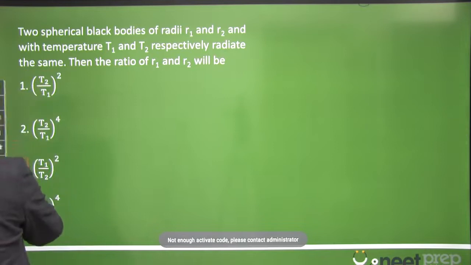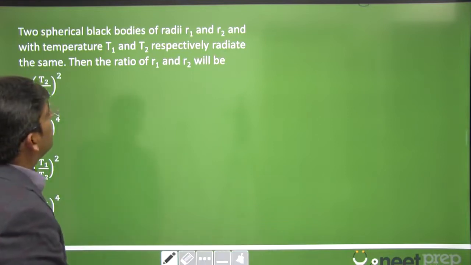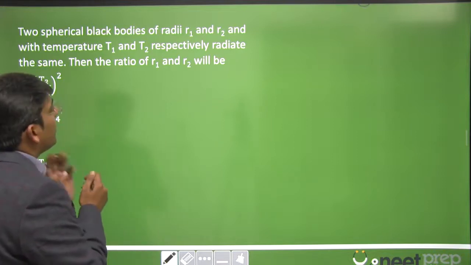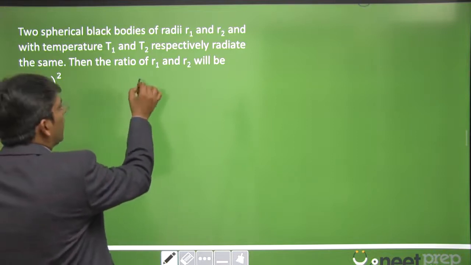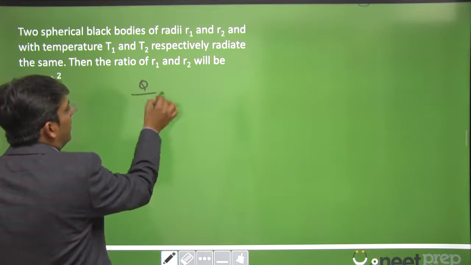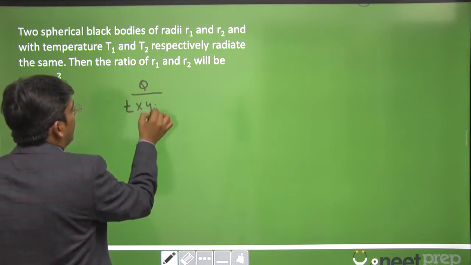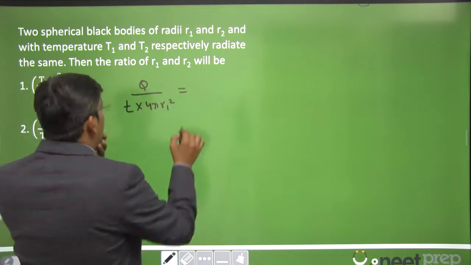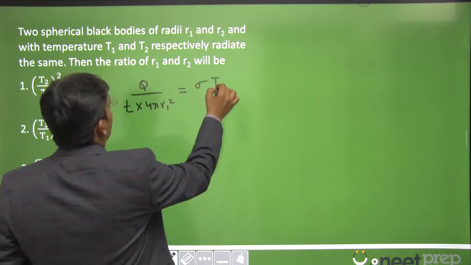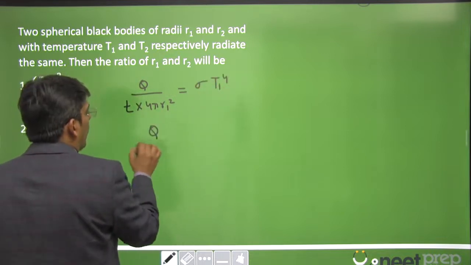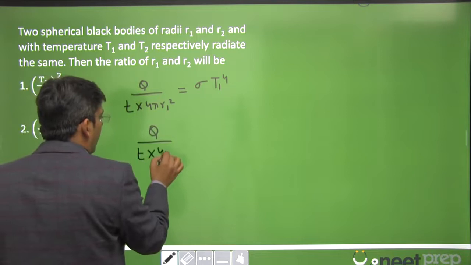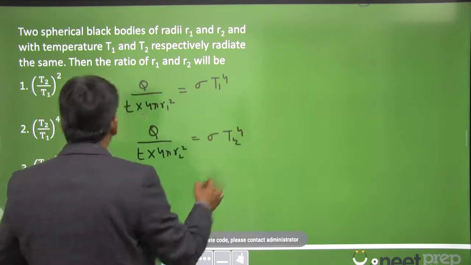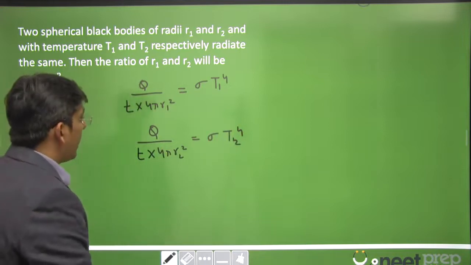Two spherical black bodies of radius R1 and R2, temperatures T1 and T2, radiate the same. So the heat radiated per unit time per unit area equals sigma T1 to the power 4, and again Q by t into 4 pi R2 square is sigma T2 to the power 4. We are asked to find the ratio of the radii R1 and R2.